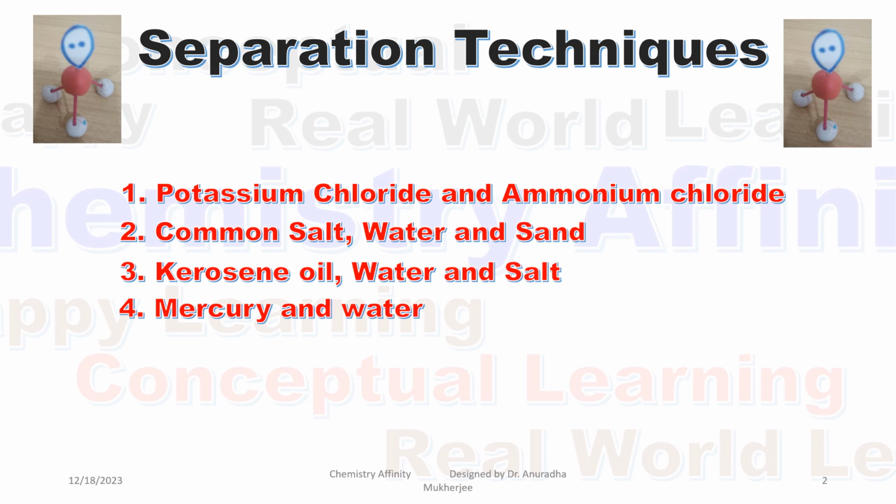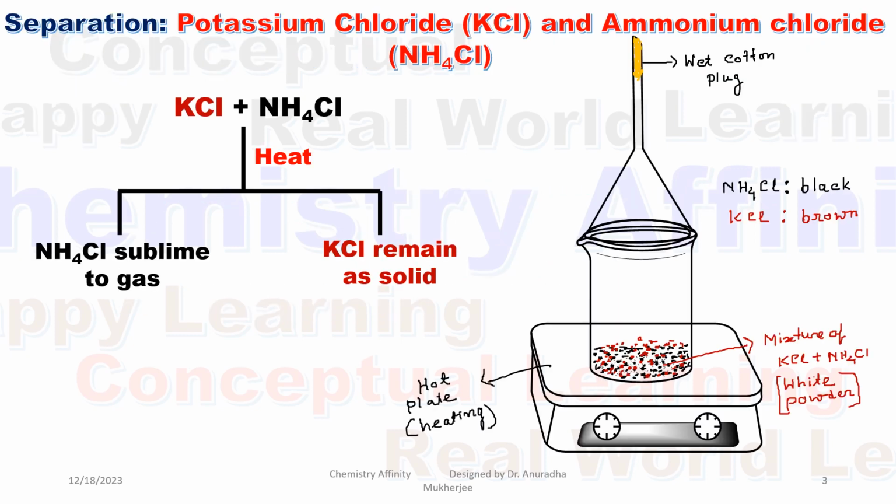We are going to separate mixtures of potassium chloride and ammonium chloride, common salt, water and sand, kerosene oil, water and salt. The last separation will be mercury and water. Let's explore it. We are going to separate potassium chloride and ammonium chloride mixture.